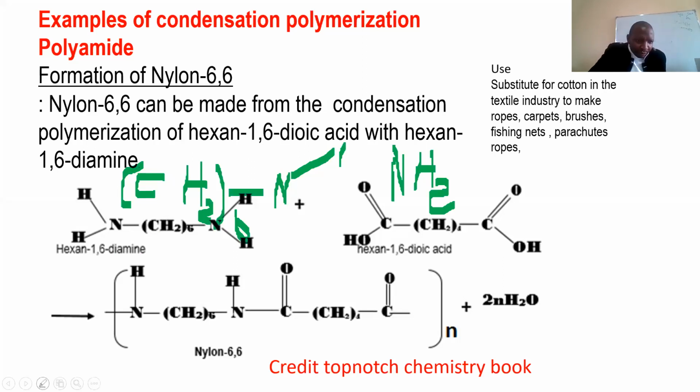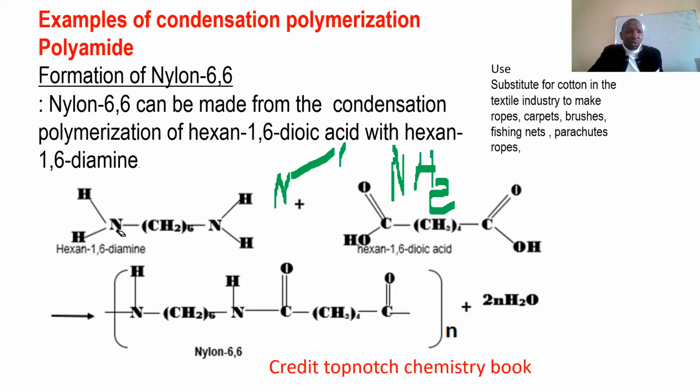So how do you draw it? The examiner will give you CH2 six times. Then there is an amine group here and another amine group here. So that becomes a diamine, but it is hexane because it has 6 carbon atoms. Hexane-1,6-diamine means that the amine group, the NH2, is on the first carbon atom and the 6th carbon atom. Then we have hexane-1,6-dioic acid.